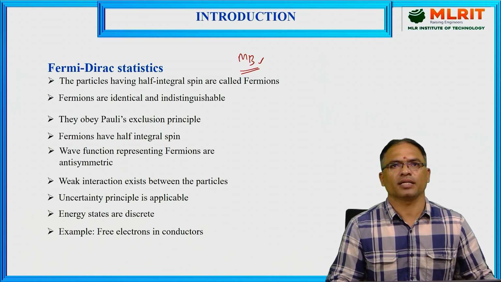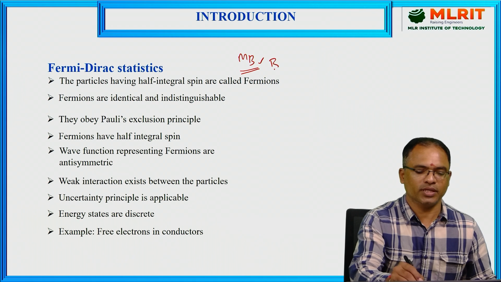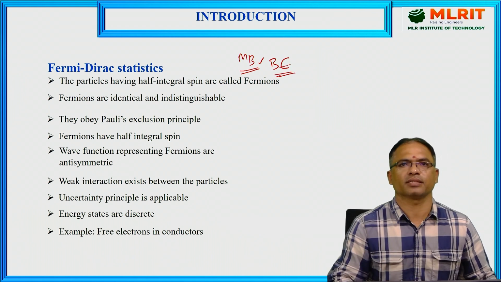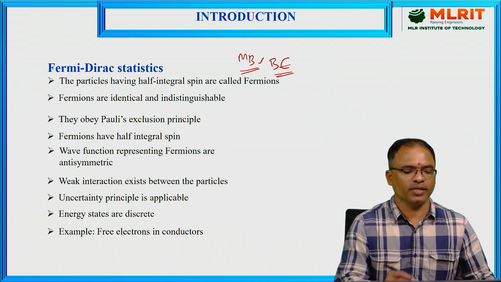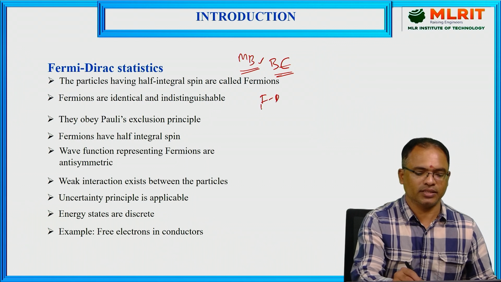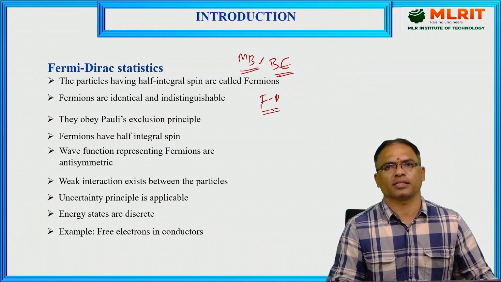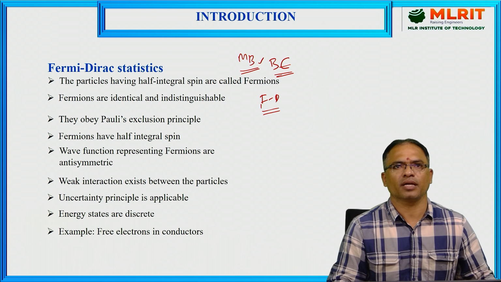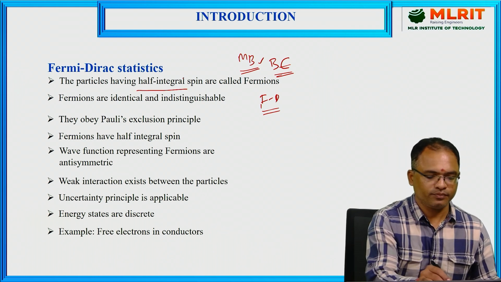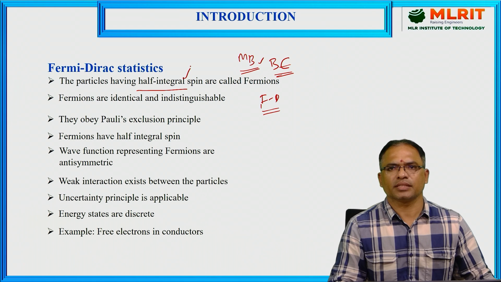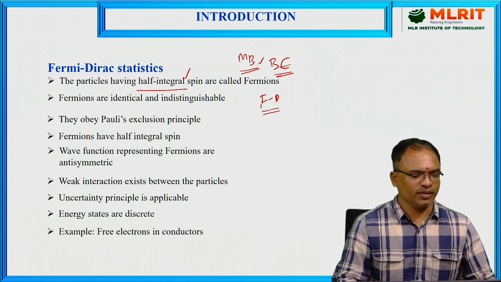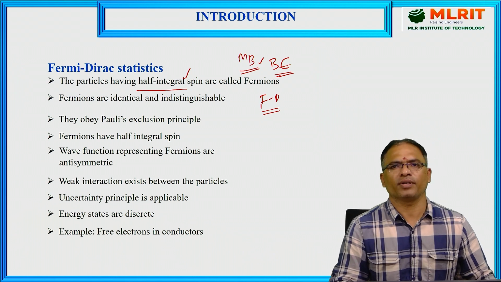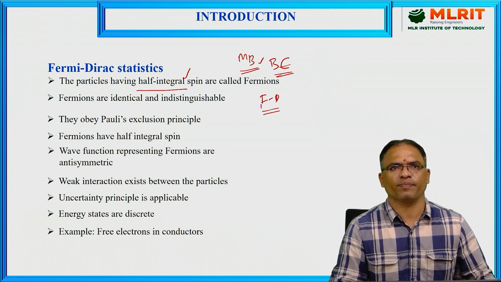The second statistical distribution function is Bose-Einstein distribution, Bose-Einstein statistics. Bose-Einstein statistics deals with elementary particles having only integral spins. And now the third one is the Fermi-Dirac distribution function or Fermi-Dirac statistics. Fermi-Dirac statistics deals with elementary particles having half integral spins, and generally the particles which have half integral spin are called fermions, after the scientist's name Fermi.